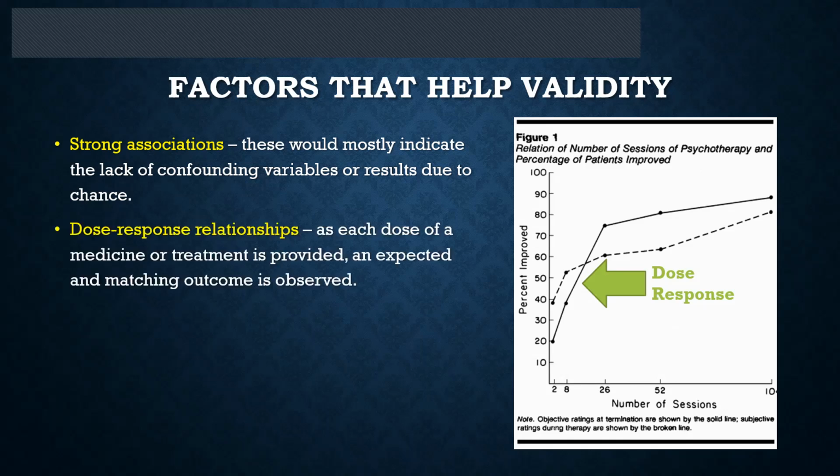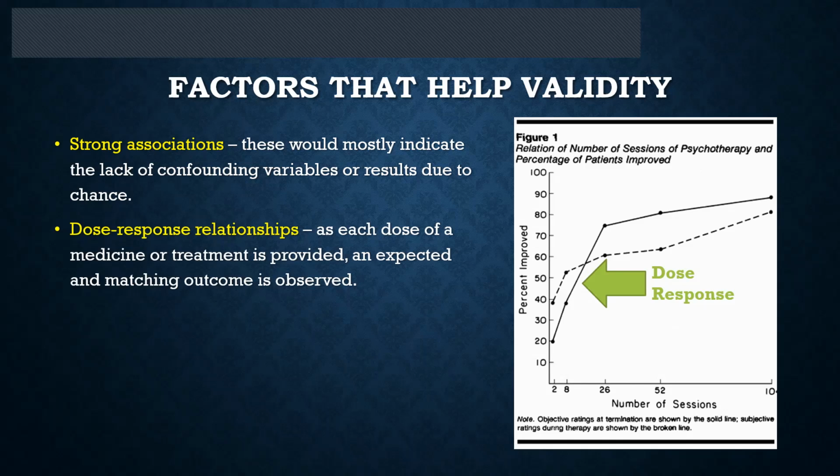Another important factor that helps validity is what we call a dose-response relationship, and you can see that represented in the graphic on the screen. What I mean by a dose-response relationship is one where as each dose of a medicine or a treatment or an intervention is provided, an expected or matching outcome is observed.